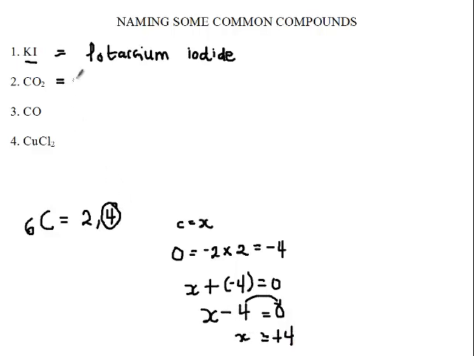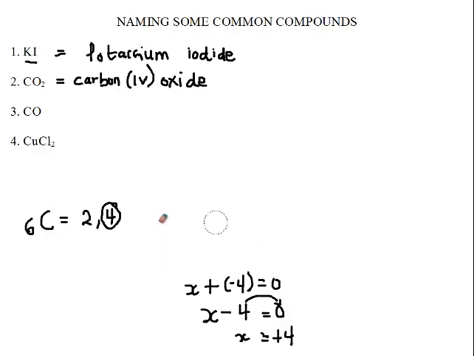So this is how the naming is going to be. Carbon, into brackets 4 in Roman numerals is written as IV. And then instead of writing oxygen, we are going to replace the last 2 or 3 letters with oxide. So we are going to have carbon(IV) oxide as our answer. Now let me take the third one, and then we move on.